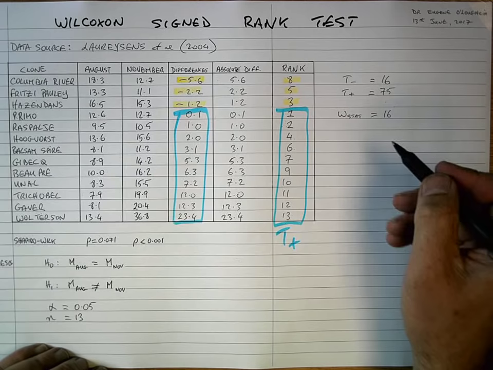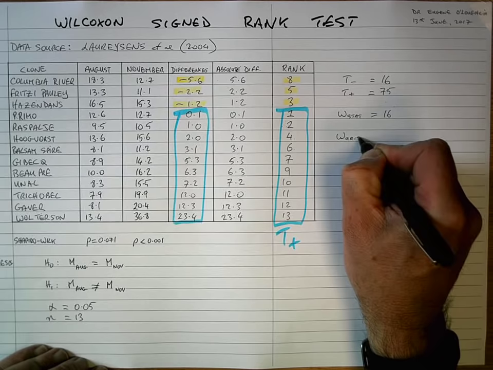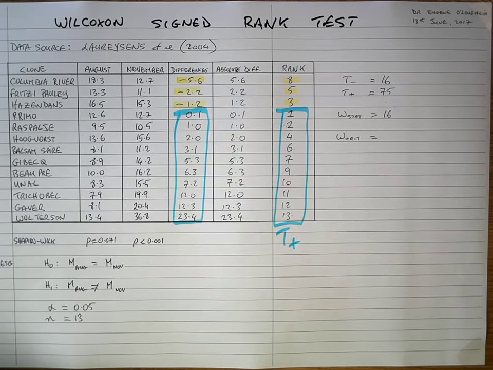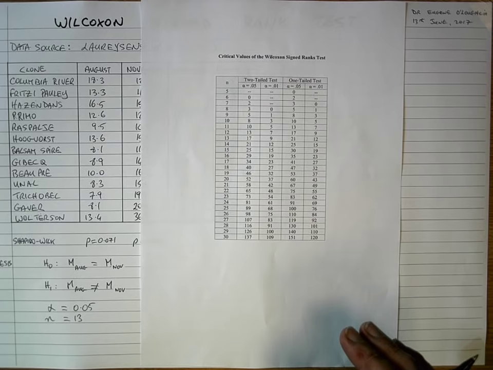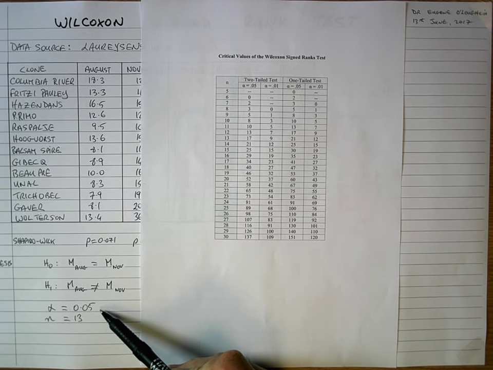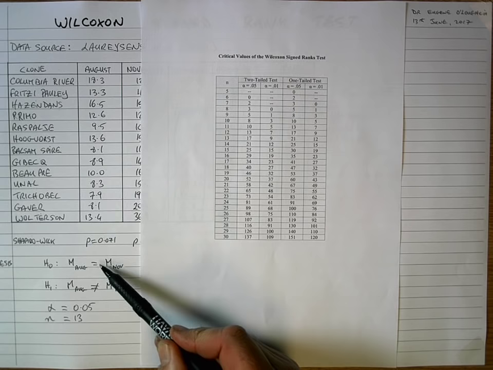We now need to determine a critical value so that we can compare our test statistic with a critical value to determine if there is a significant difference. So to do that, I'm going to use a critical values of the Wilcoxon signed rank test table. And to check back here, right back at the beginning of the video, I stated that our alpha value was 0.05, that n was 13, and you can also see that we are doing a two-tailed test here. No direction is specified, so it is a two-tailed test.